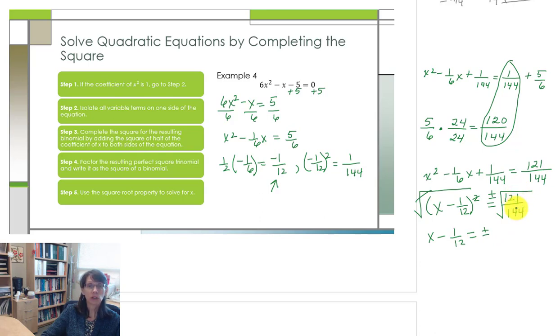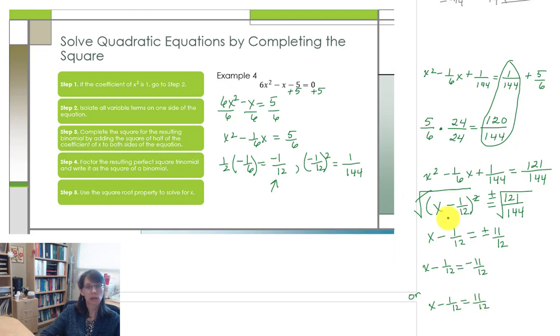Looking at these numbers individually, 121, square root of that would be 11. Square root of 144 is 12. So now we have x minus 1/12 equals plus or minus 11/12. Let's set up our two equations. x minus 1/12 equals negative 11/12. Or we're going to have to solve x minus 1/12 equals positive 11/12.